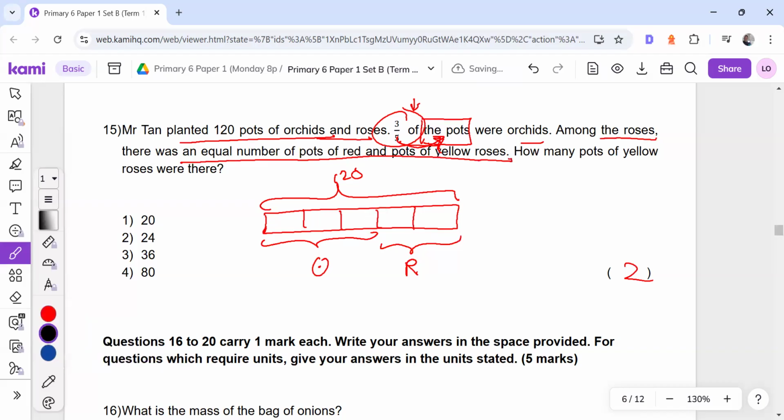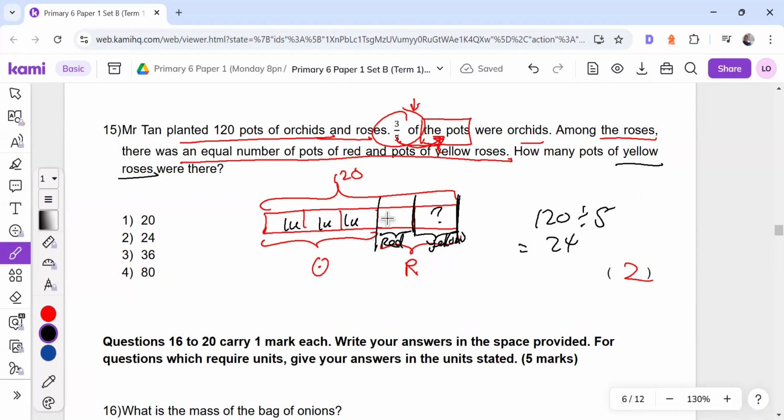Oh, so simple. Where are the roses? These are the roses. There's an equal number of red and yellow. So isn't this your red, and this is also yellow. Equal number of red, equal number of yellow. So how many pots of yellow roses were there? Question mark. All I have to do is take 120 and divide by 5, and I get 24. Why divide by 5? Because the boxes are all equal, identical. I divide by 5, I get the answer in one step.